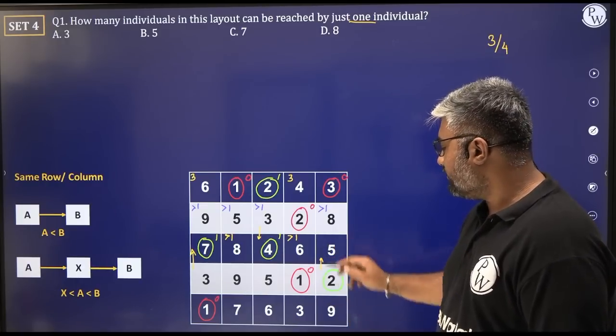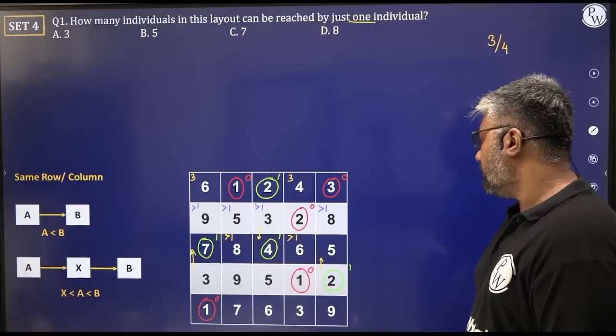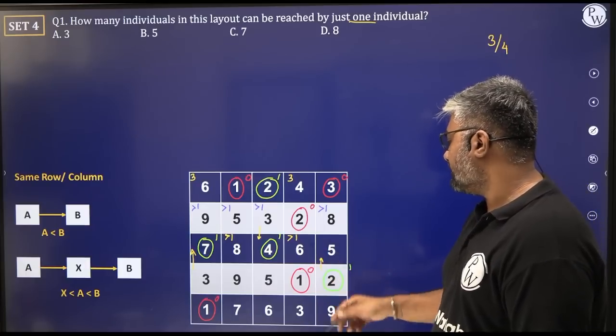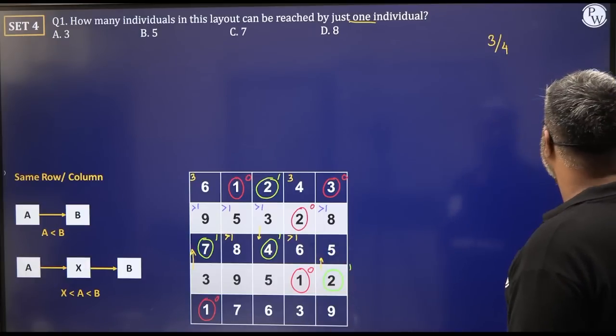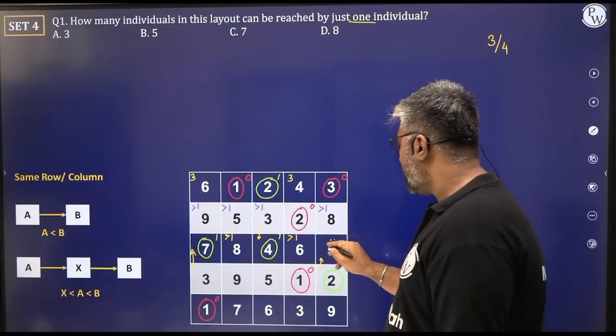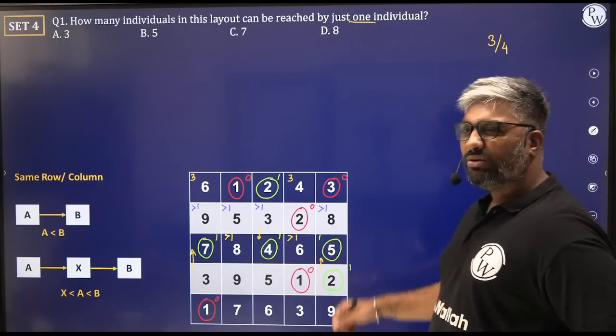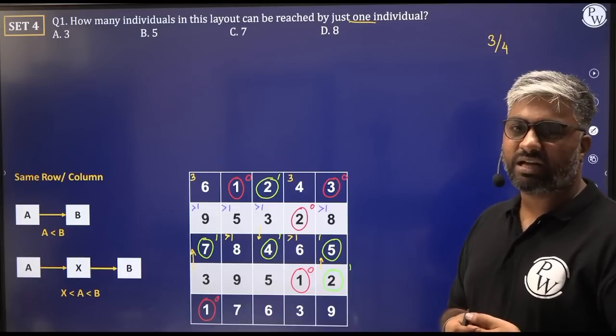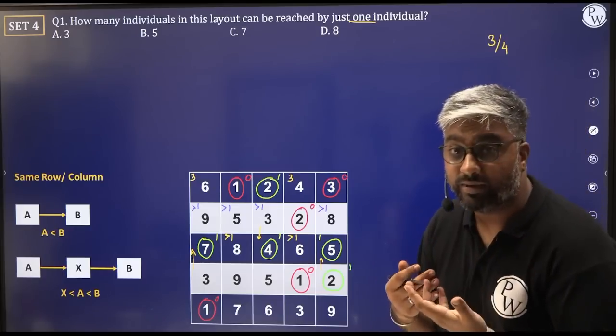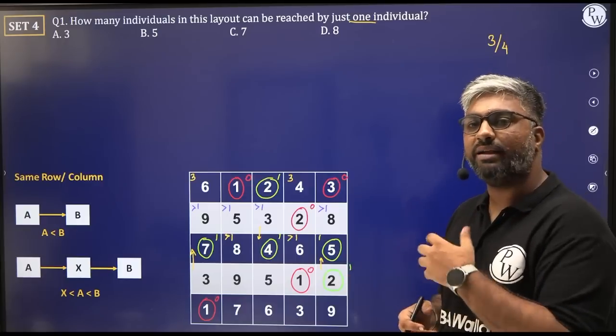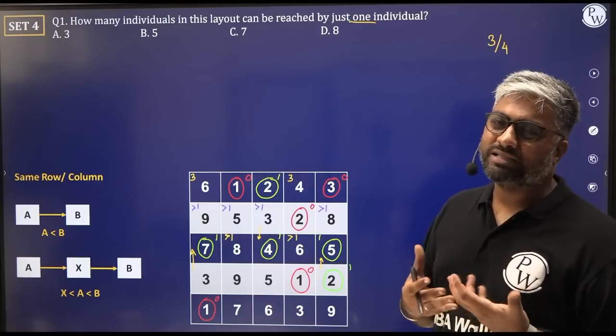This is A, X and B. A is not less than B. Not going to work out. 8 to 5 not possible. 6 to 5 not possible. So again 5 is one of those terms which is reachable only from one place, which is 2. Okay? So I know this seems lengthy. I know this seems tiring, but that's the main reason why I put it in moderate. It won't come in easy, it will come in moderate because of its time consumption.